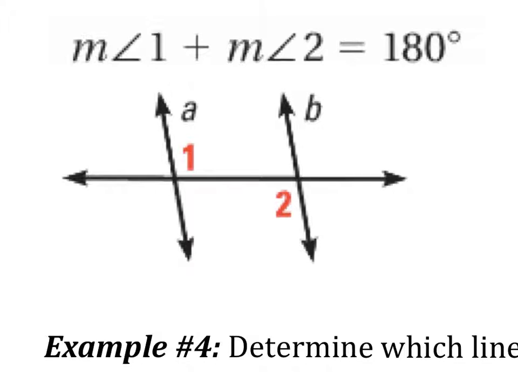Okay? So is that happening here? No. So can we assume that A is parallel to B? No. Okay? So not parallel, or we cannot assume so. So it goes back to our first 4 statements. You got to keep that in mind.